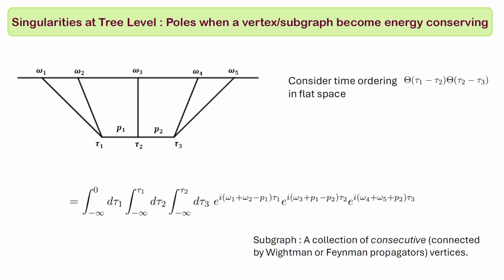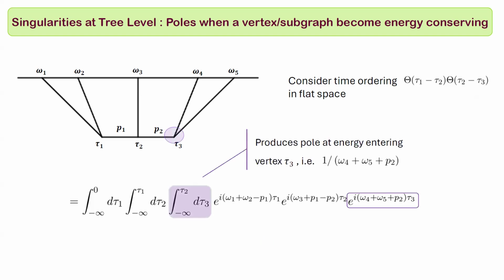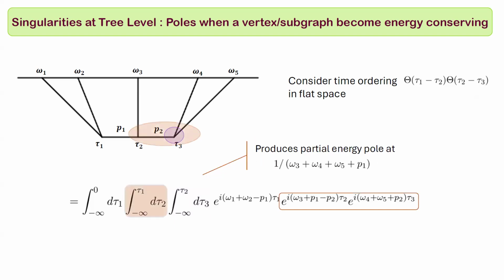Now, if you compute this diagram, the tau3 integral will produce a 1 by omega 4 5 plus p2. That's exactly the energy entering the tau3 vertex. Then you go on to compute tau2. You can see by adding the arguments of these exponentials that you will produce a 1 by omega 3 4 5 plus p1, which is precisely the energy entering this subgraph.